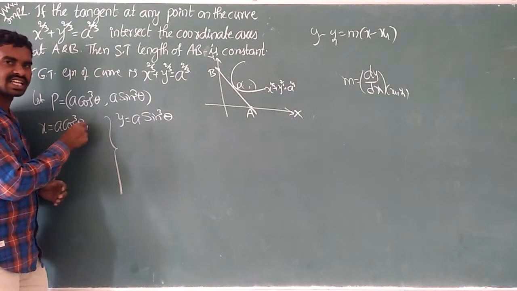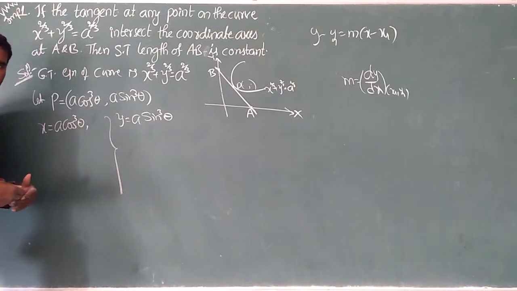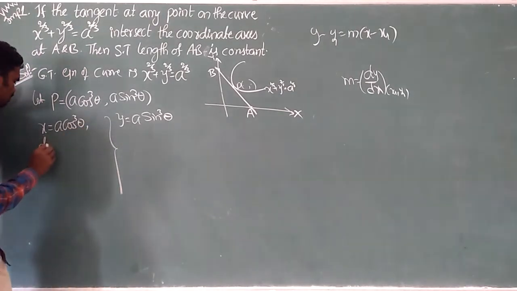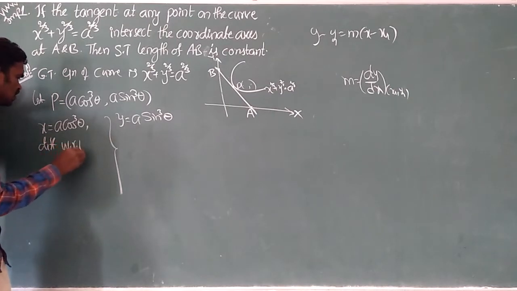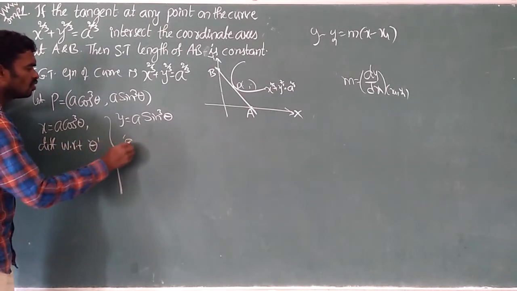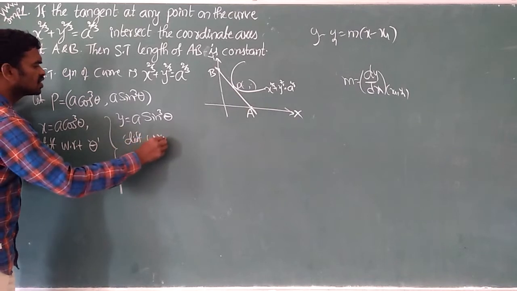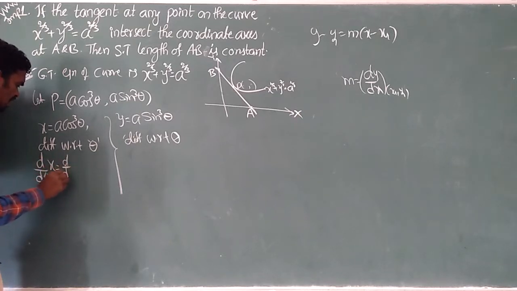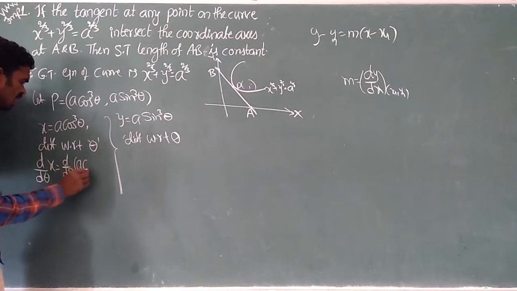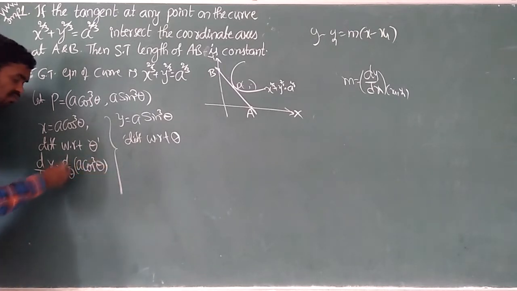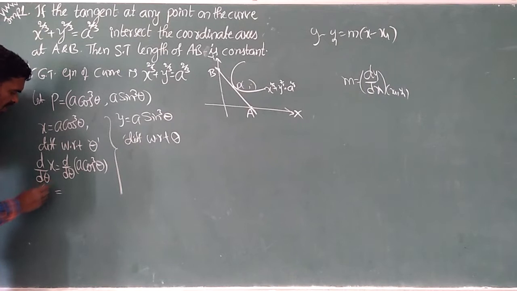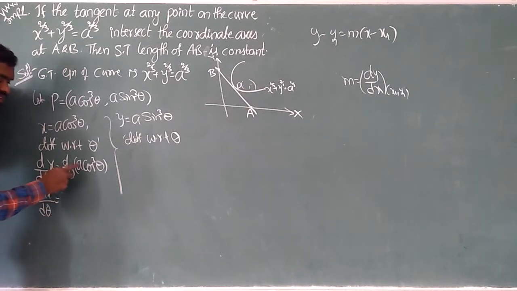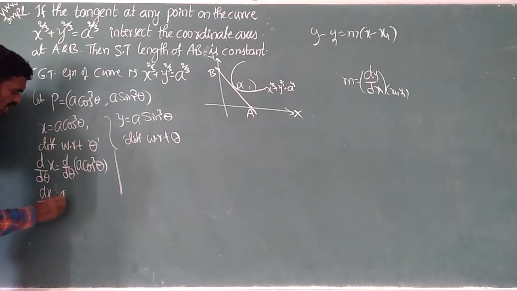But here theta is there. So yes, tell me. Yeah, very good. We should differentiate x with respect to theta, and here also differentiate y with respect to theta. Then d by d theta of x is equal to d by d theta of a cos cube theta. First I am completing this. This is nothing but dx by d theta. Derivative of a is a constant, so write a first.